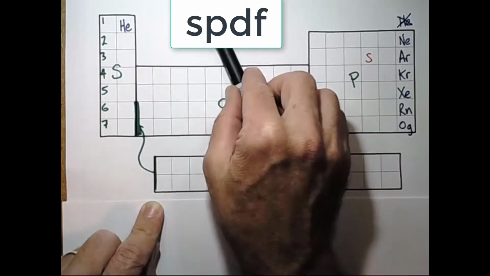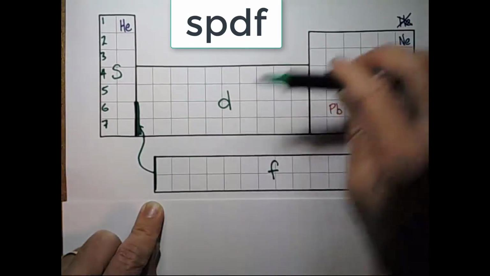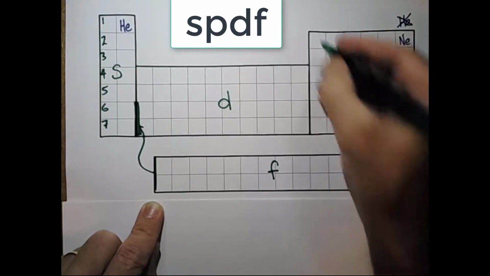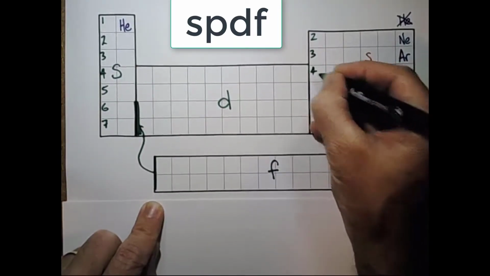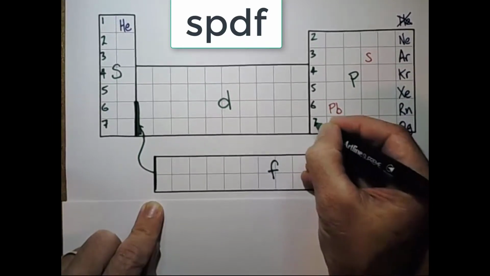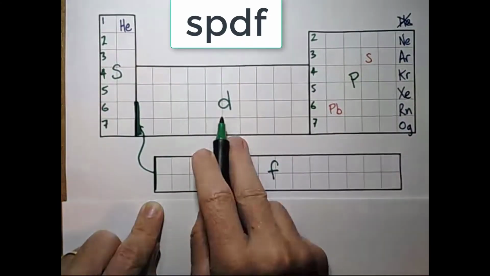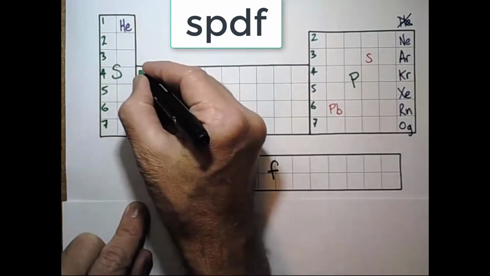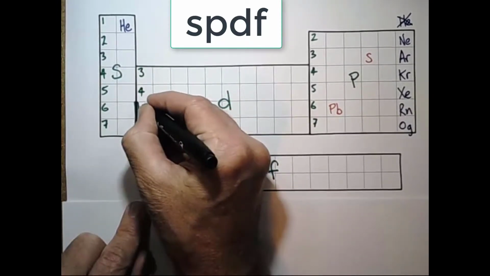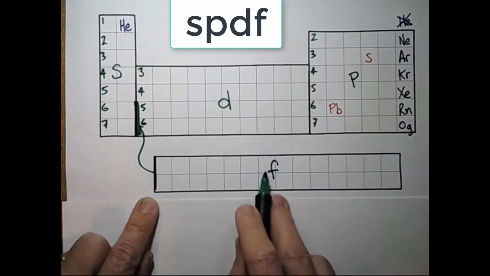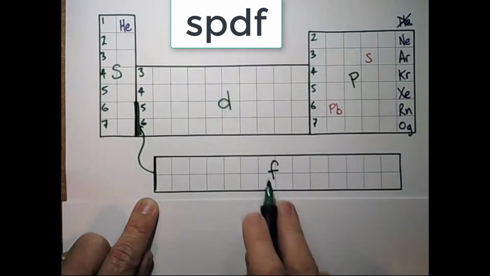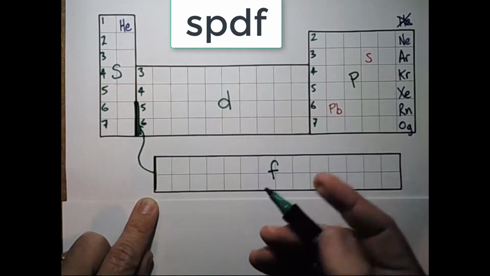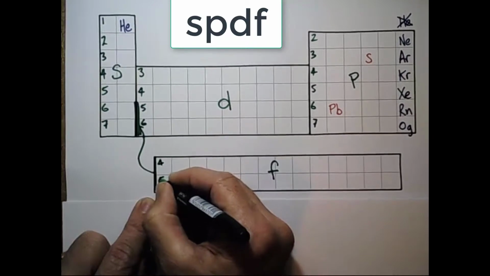Okay, the P subshell, or the P orbitals, they don't appear in the first shell. They only appear in the second shell onwards. So I'm going to label the P block 2, 3, 4, 5, 6, 7. The D orbitals only appear from the third shell onwards. So I'm going to label them 3, 4, 5, and 6. And the F subshell, the F orbitals, they only appear from the fourth shell onwards. So I'm going to label them 4 and 5.